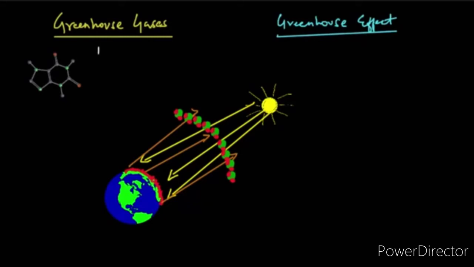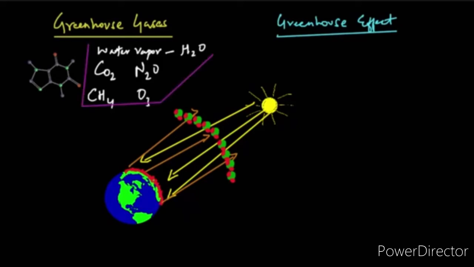So let me introduce you to the greenhouse gases, the primary greenhouse gases, and they are water vapor, which is water basically, H2O. Then we have carbon dioxide, which is CO2. Then methane, which is CH4. And then we have nitrous oxide, that is N2O. And then we have ozone, which is O3.